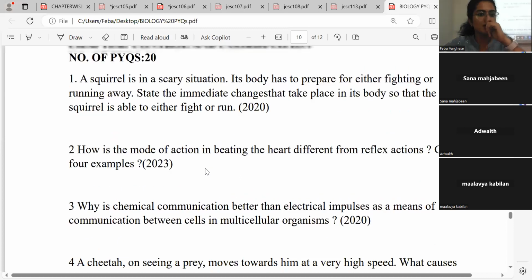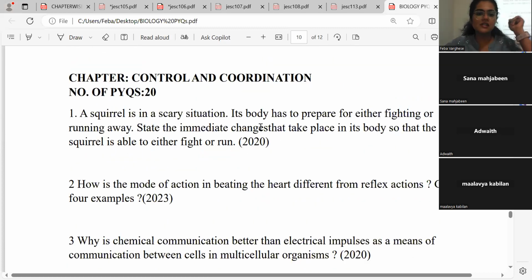Okay. All right. Control and coordination. A squirrel in a scary situation, its body has to prepare for either fight or running away. Say the immediate changes that take place in the body so that the squirrel is able to fight. What are the changes happening? Adrenaline is secreted, the heart beats faster, blood pressure increases, the rate of breathing increases, the pupil dilates, and the muscles begin to contract.